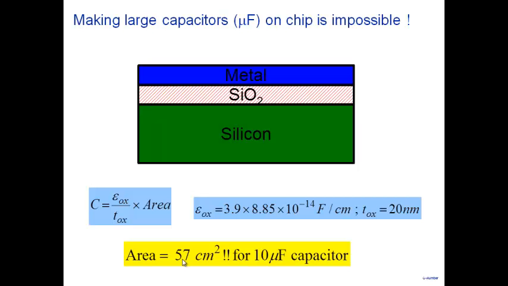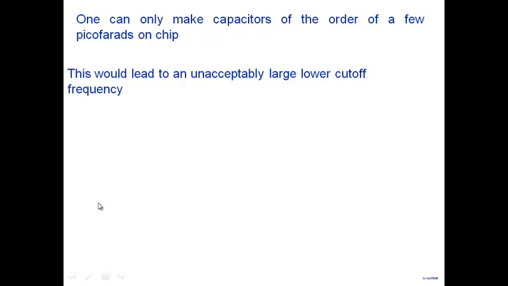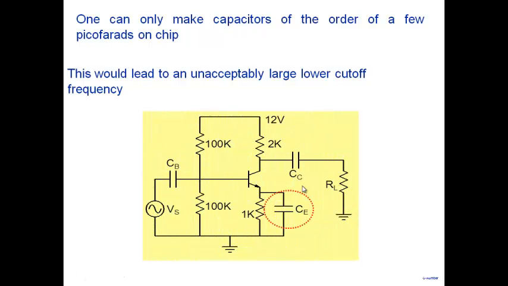So then you would say, why not make a very small capacitor? I can make the area very small, and then the capacitors would become very small. They'll go into the picofarad range. And in the picofarad range, the lower cutoff frequency would become very high, because lower cutoff frequency is inversely proportional to capacitance. That's the problem. I can only make capacitors in the picofarad range on chip, 20 picofarads, 30 picofarads, 100 picofarads, but they result in an unacceptably large lower cutoff frequency.